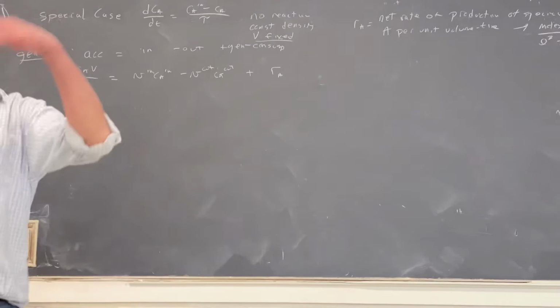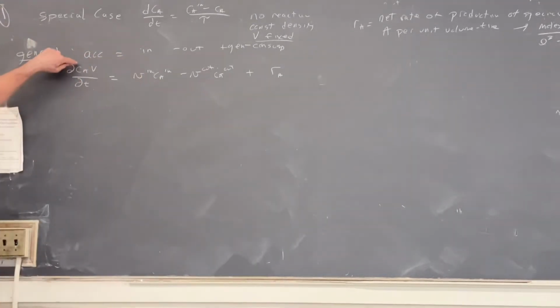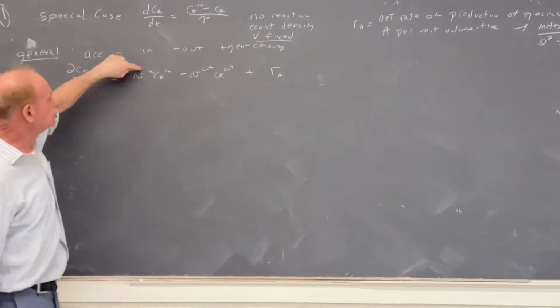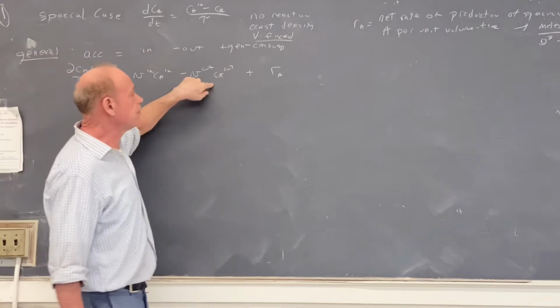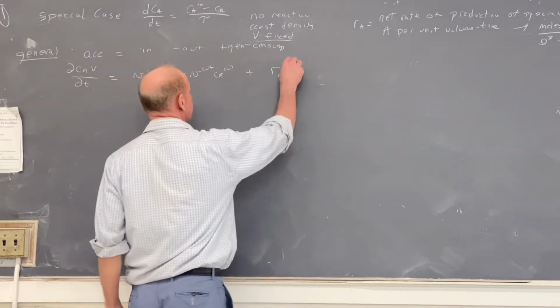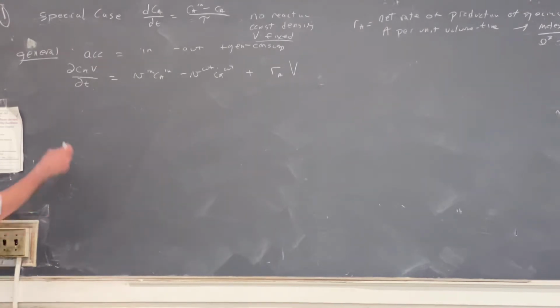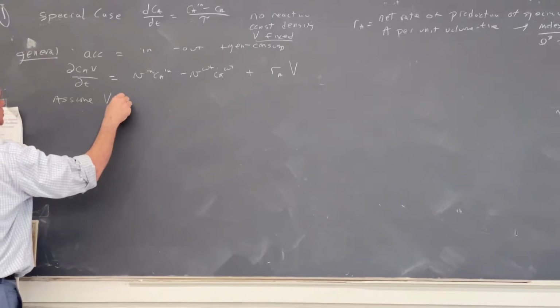So that's all the kinetic terms. So now, this has units of moles per unit volume times volume per unit time, which is moles A per unit time. This is moles A per unit volume time. I have to multiply by volume. And I'm going to assume right now that V is fixed.